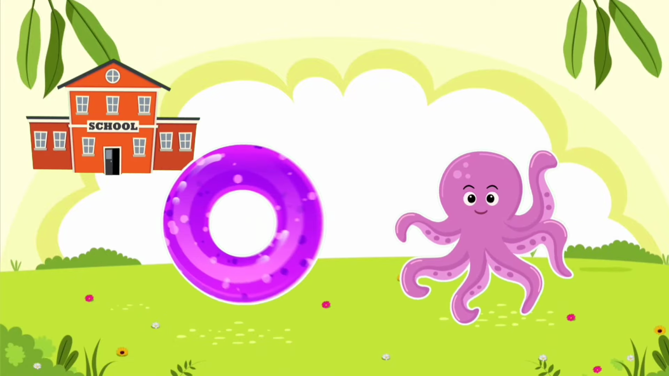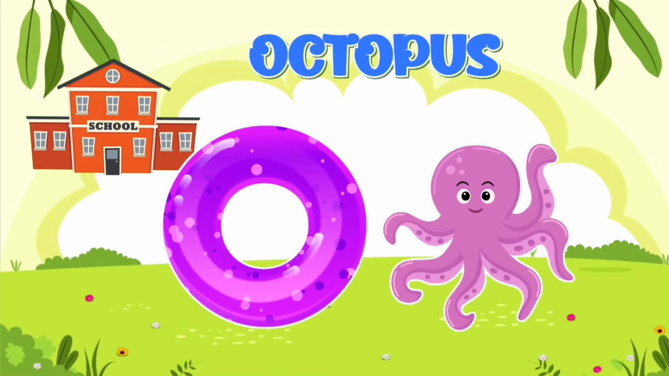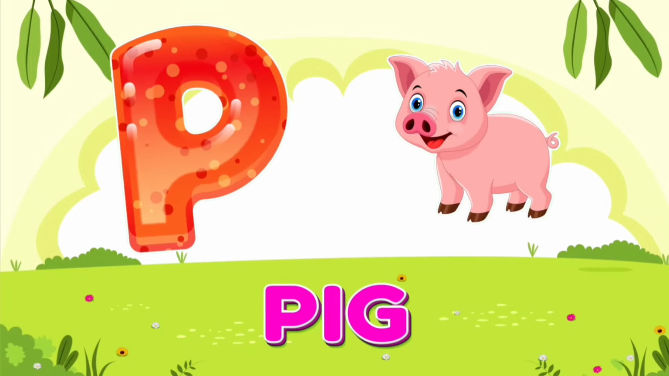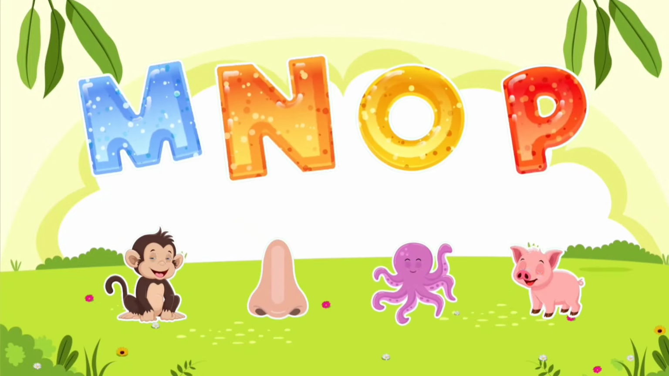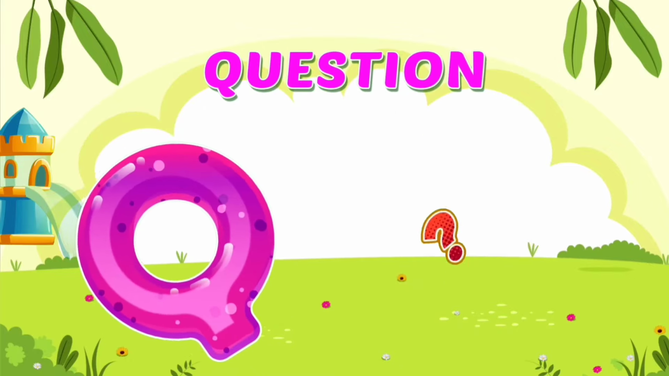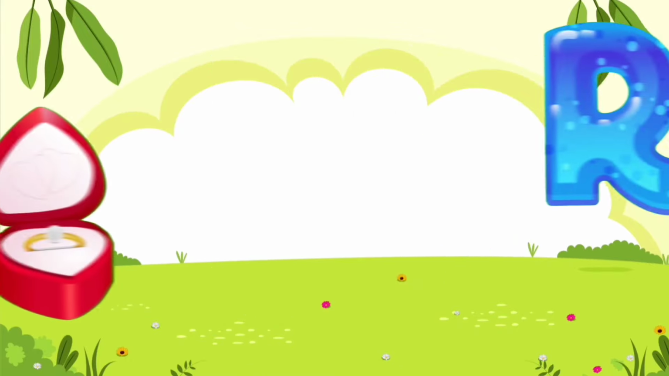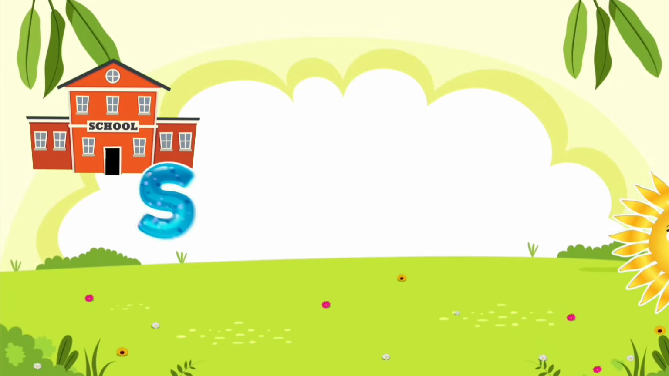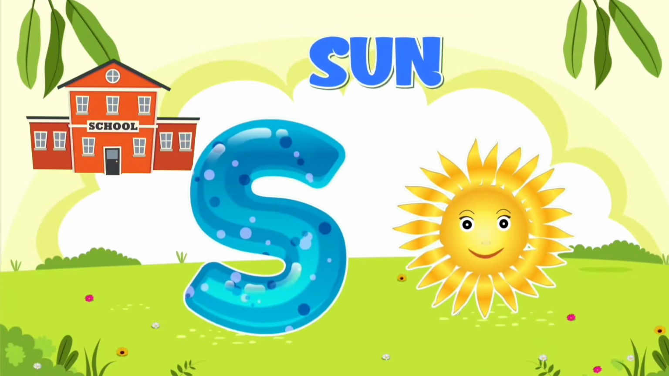O is for octopus, o, o, octopus. P is for big, b, b, big. Q is for question, question. R is for ring, r, r, ring. S is for sun, s, s, sun.